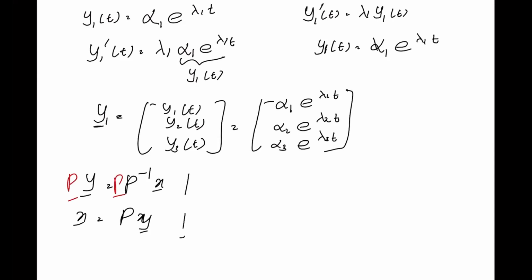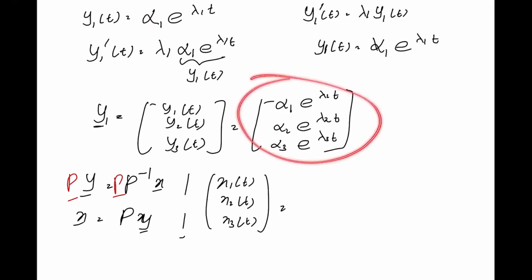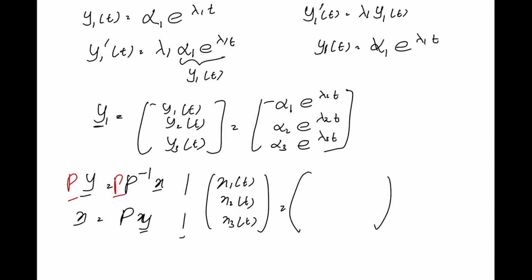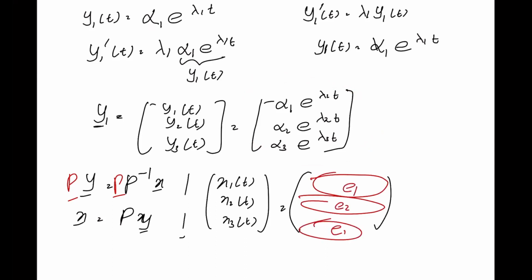So if I want to find my X1T, X2T and X3T, most students do the wrong thing: they stop here. This is not the complete solution. This is the solution for our substitution vector y. If I find this, we have to put our P matrix here. It is nothing but E1, E2, and E3, and I can have my other vector: alpha 1 e to the power lambda 1t, alpha 2 e to the power lambda 2t, alpha 3 e to the power lambda 3t.